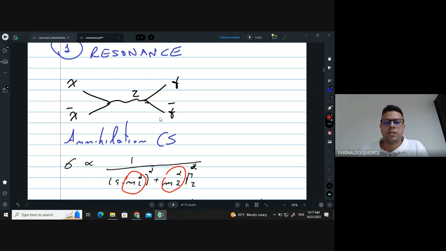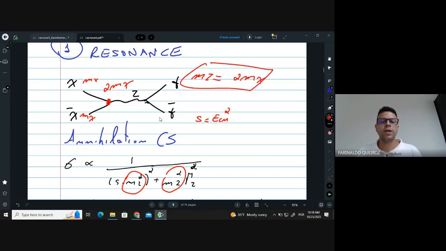Fine. So s is equal to the center of mass energy squared, and the center of mass energy in my case is how much energy I have. If dark matter particles are non-relativistic, let's say their energy is simply their rest mass. So I have m chi here and m chi there, so the center of mass energy is 2 m chi. Therefore, when the Z mass is equal to 2 m chi, I have a resonance. So there's a boost in the cross section.